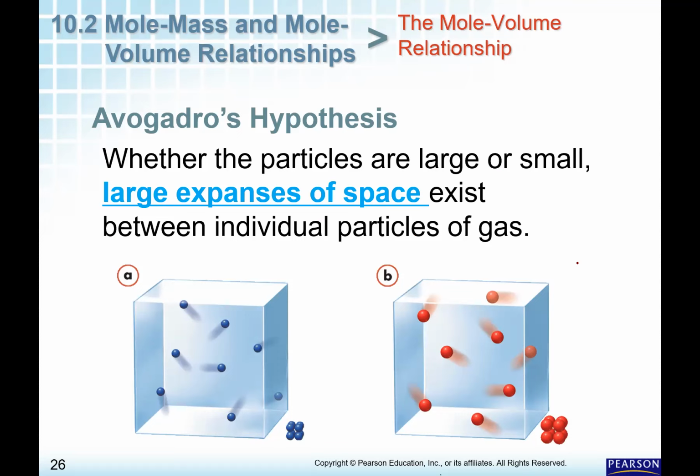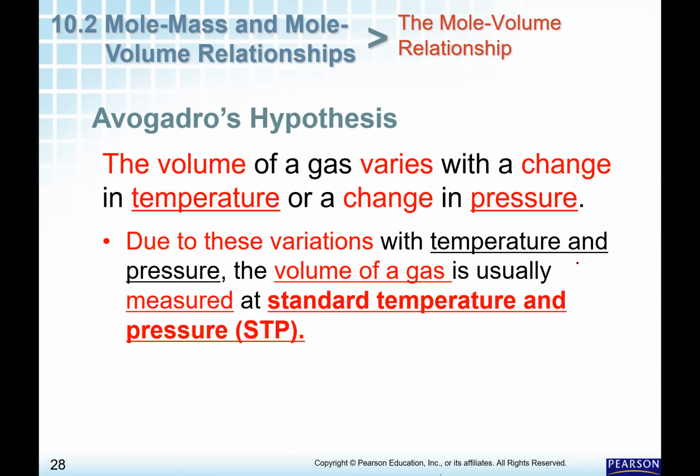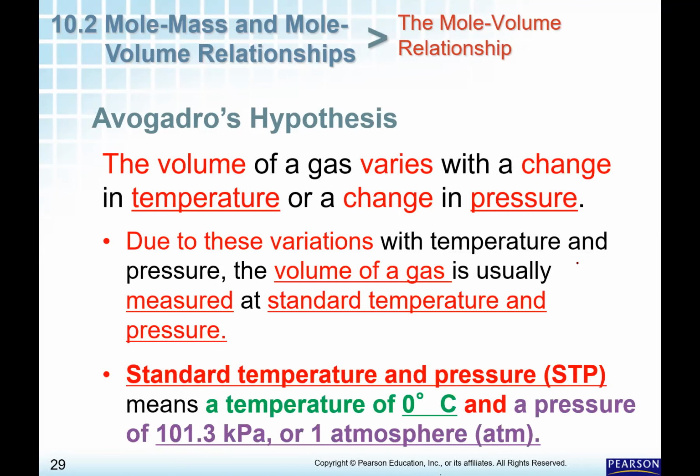If any of those has changed, then the volume will change. Okay, so that's why they choose the standard temperature and pressure in order to calculate that. So they took any gas, and they fixed the temperature to 0 degrees, and a pressure of 1 atmosphere, 101.3 kilopascals. These are the standard temperature and pressure.